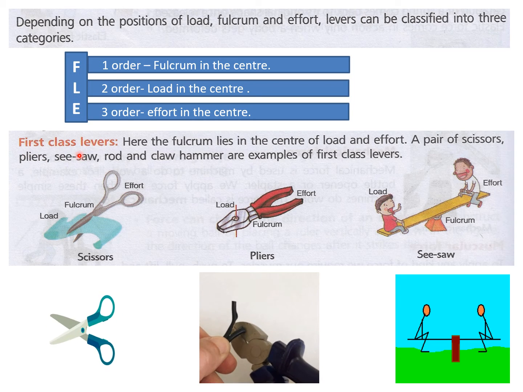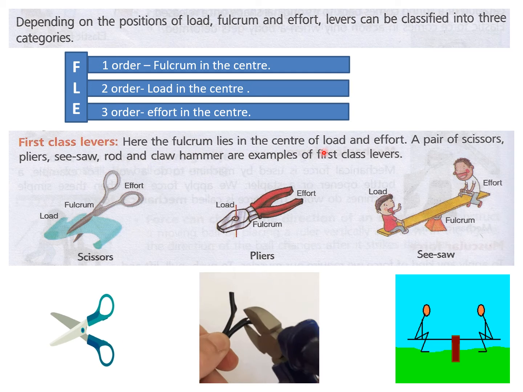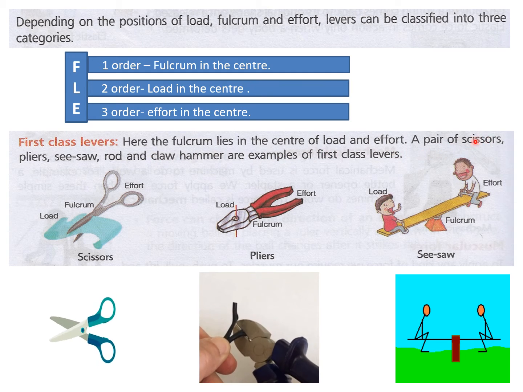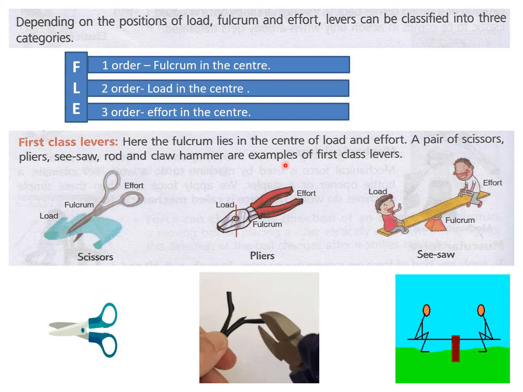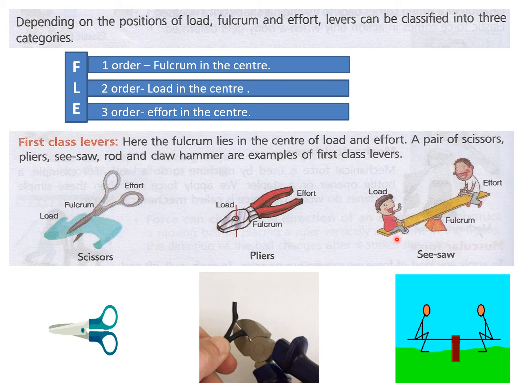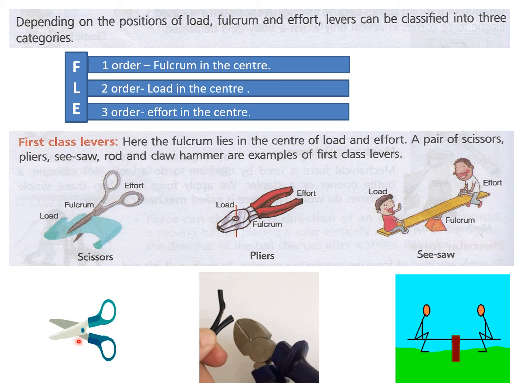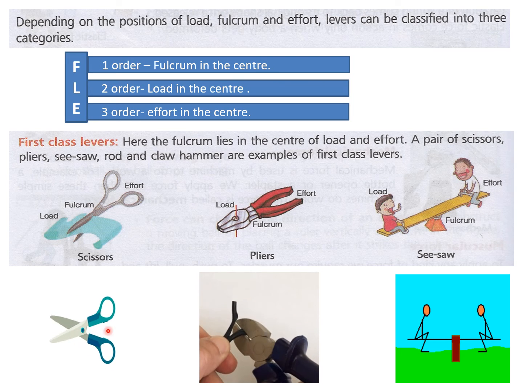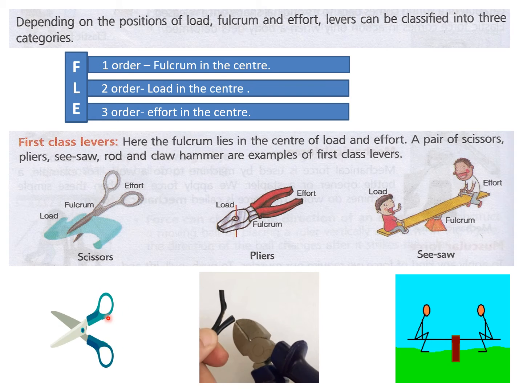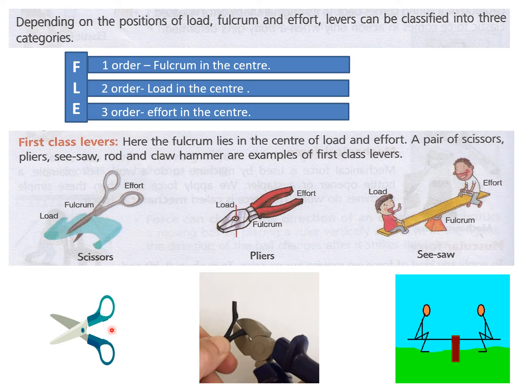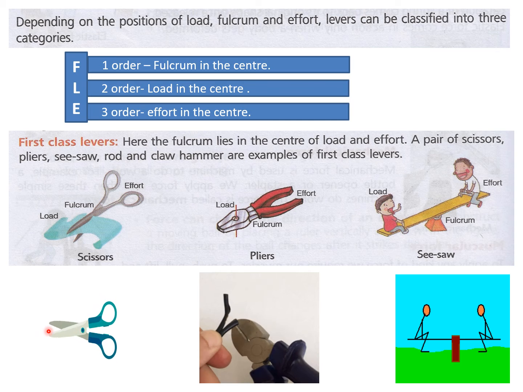So let us read first class levers. That means the fulcrum should be in the center. Here the fulcrum lies in the center of load and effort. A pair of scissors, pliers, seesaw, crowbar and a claw hammer are examples of first class levers. Now they have shown scissors here also. You can see this screw in the center. This is the fulcrum, and when you hold the scissors from here and make an effort or push, this is the effort and the paper which you cut is the load. So this is a class 1 lever.